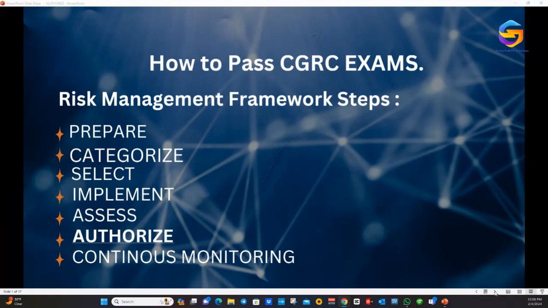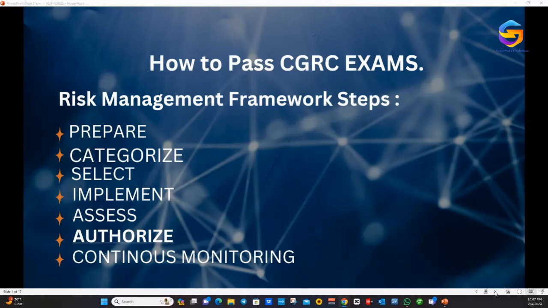For some time now, we've been looking at the steps, the tricks, the know-how to prepare you to pass the exams. And we've said that in order to pass the CGRC exams, the 7 steps are a must know, and you cannot joke with it at all. So in our previous videos, we've looked at the prepare step, the categorize step, the select step, the implement step, the assess step, and we are now on the authorize step. However, don't forget the last step is going to be continuous monitoring. But for the sake of our journey on getting prepared for the exams, we are on the authorization step.